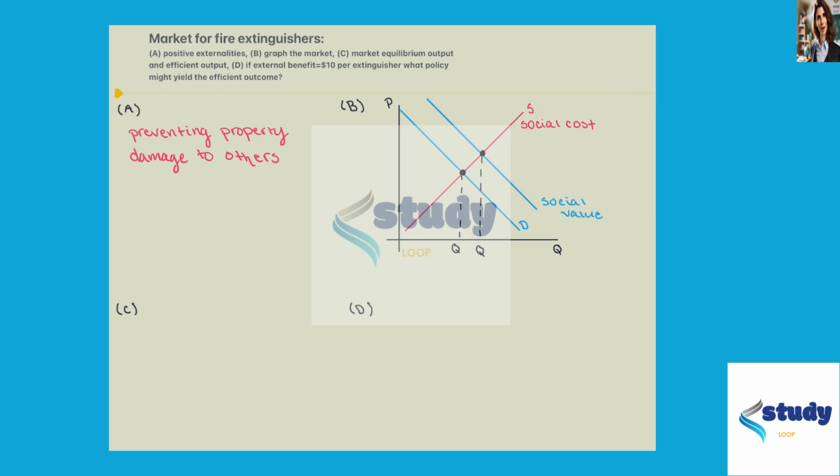The difference between these two, I'm going to call this Q1 and Q2, is that Q1 is just our equilibrium output. That's just where supply and demand intersect. So Q1 is our equilibrium output. But then Q2 right there is where our social value curve intersects with our social cost curve. And that is actually our efficient output.